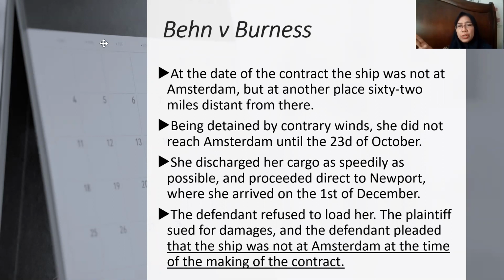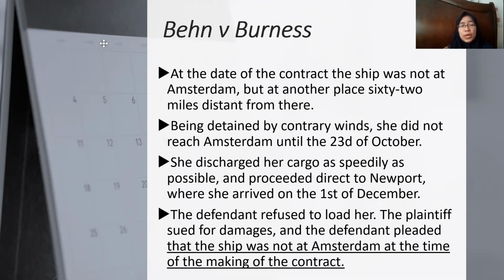She did not reach Amsterdam until later, 23rd October. Here "she" refers to the ship. The moment the ship reached Amsterdam, she discharged her cargo as speedily as possible because she was already late. And the ship proceeded direct to Newport, as agreed in the agreement. But she arrived on the 1st December, which is too late already. Because of that, the defendant refused to load her and didn't want to proceed with the contract or use the service of the ship.